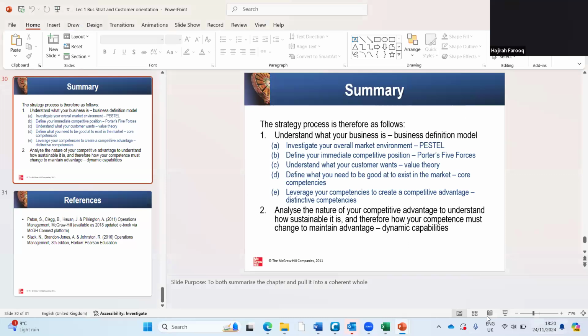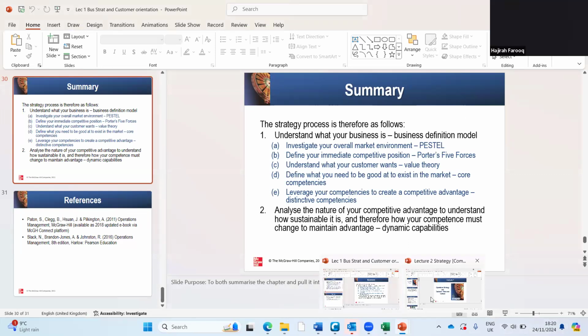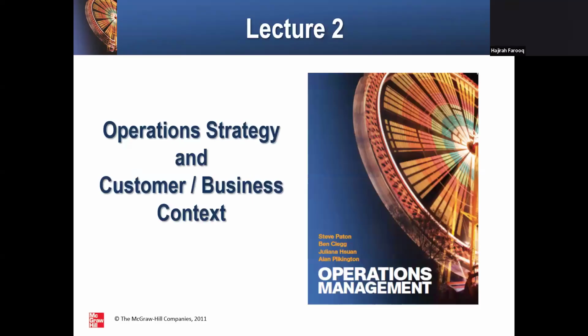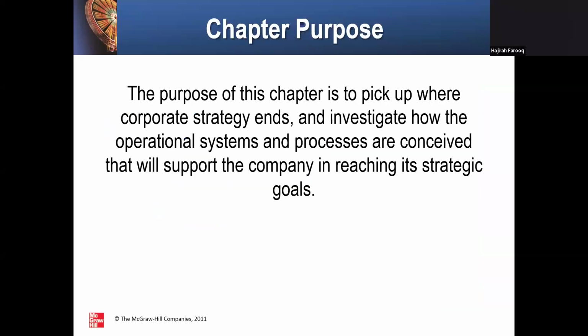Moving on from here, we will go on to discuss week two's lecture 2, about operation strategy and customer slash business context. So the purpose of this chapter is to pick up where the corporate strategy ends and investigate how the operational systems and processes are conceived that will support the company in reaching its strategic goals.